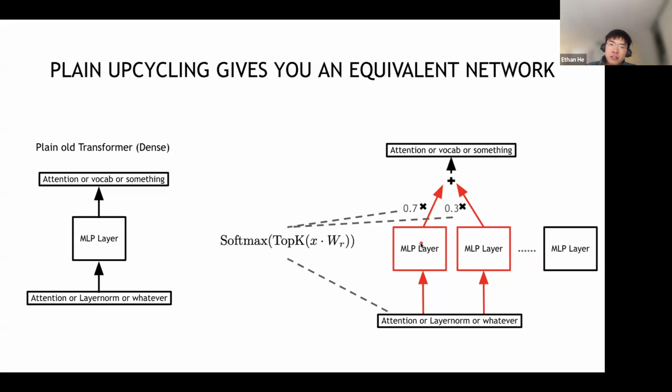In this way, because the MLP layer is exactly the same as a dense model, these 2 copies are just the same. So the model output is the same as the original dense model. This is a very important feature in upcycling because the upcycled MoE model actually behaves exactly the same as the dense model without any training.